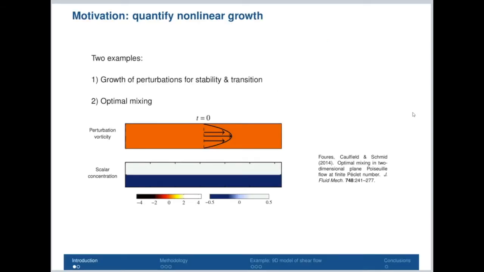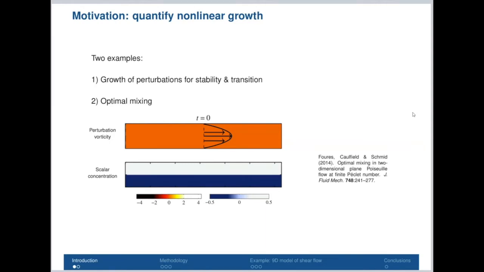So the motivation behind this work, as I mentioned, is to quantify nonlinear growth. As George Rigas mentioned in his talk, we're interested in growth of perturbations from, say, a laminar flow for stability reasons or transitions. And in this case, we want to know how much a certain perturbation can grow, and we're interested in minimal seeds and things like that. But there are also other examples.